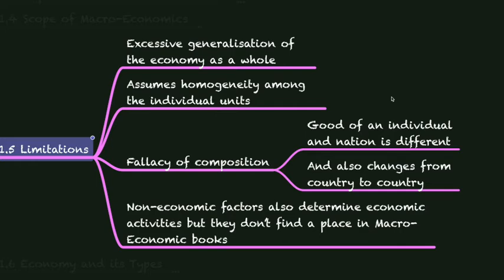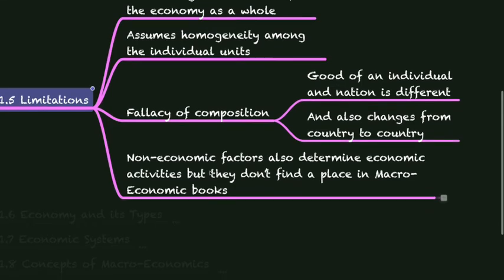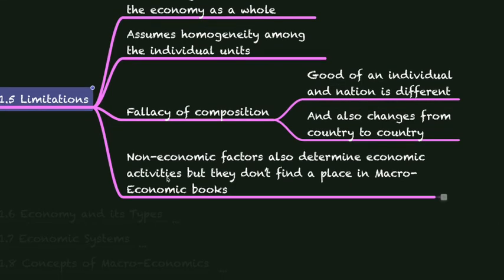Snowfall is there throughout the year. So they can wear cotton products, cotton based clothing and roam around. So that is what is called the fallacy of composition, because macroeconomics does not differentiate between what is good for an individual and a nation, good for different nations together and such. And sometimes non-economic factors also determine economic activities, but they don't find a place in macroeconomic books.